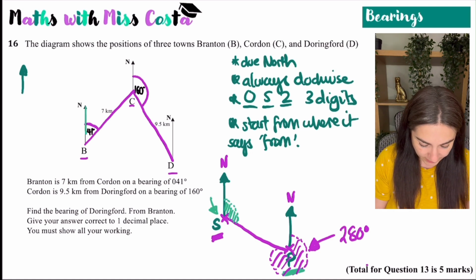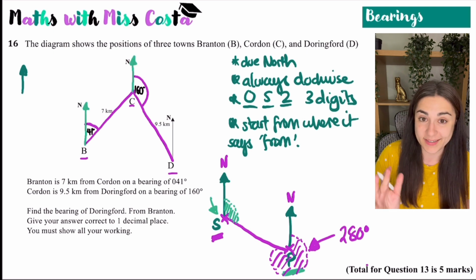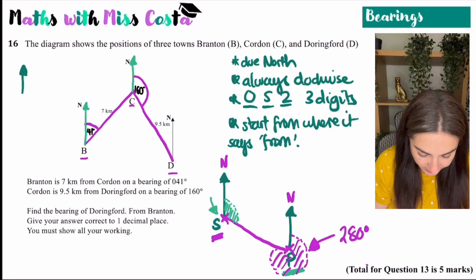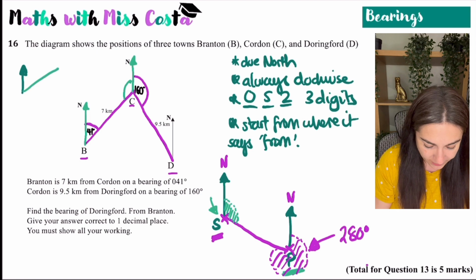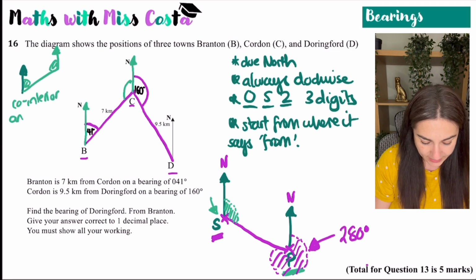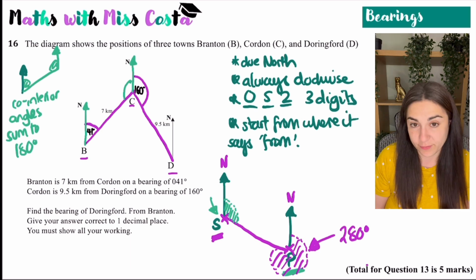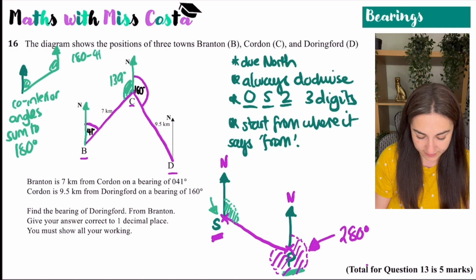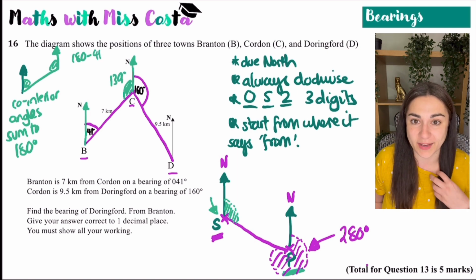So over here, I've got my due north sign. Over here, I've got another due north sign. Therefore, these two lines are parallel because they are both just straight up north. So using parallel lines, I know that when angles are on the inside of the parallel lines, they are called co-interior angles, and they sum to 180 degrees. So therefore I can figure out what this angle here is by doing 180, take away 41, which is 139 degrees. So I've figured out just that little bit of angle there.